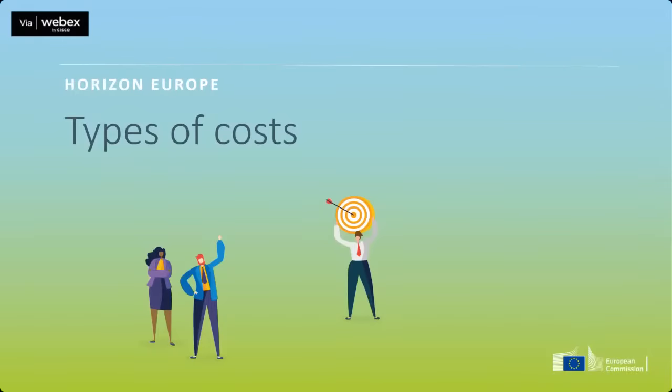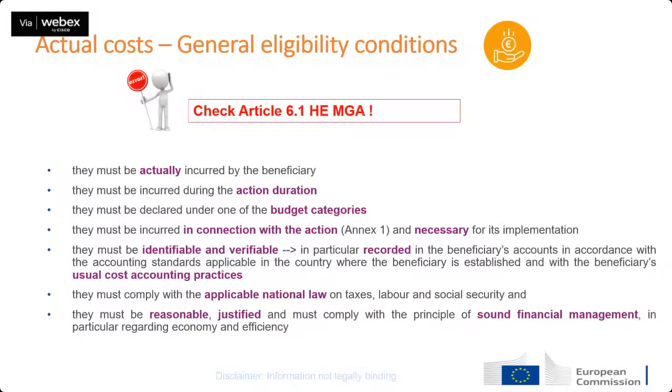Okay, and now we will move to the types of costs, the second part of my presentation. Here, just a small disclaimer: I will be talking only about actual costs. I will not be talking about lump sum or any other form of simplified cost, unit cost, etc. I understand there will be a webinar also this week on lump sum funding. So if you're interested in that, please check that webinar. But today, we will only focus on the actual costs.